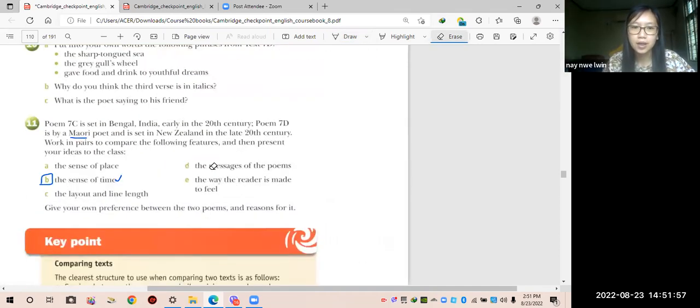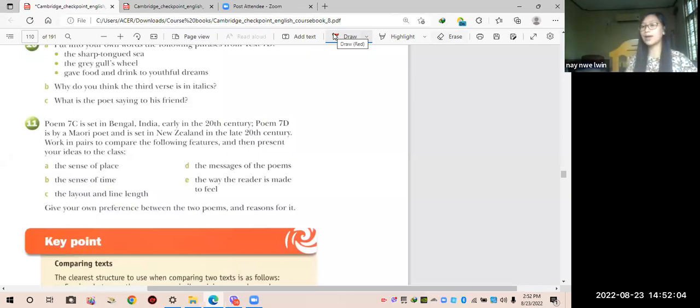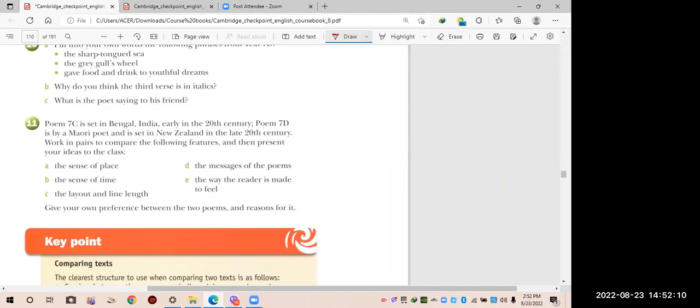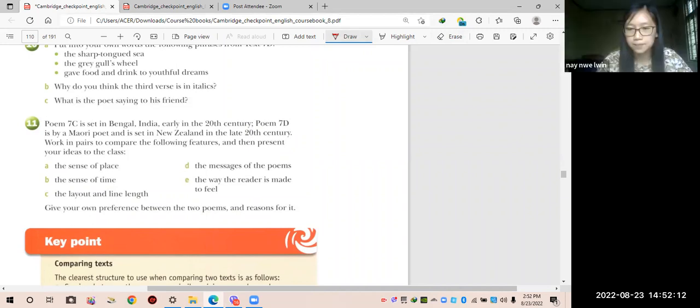Okay, number E, the way the reader is made to feel, the same or different. Two lines. The same. The same, okay.